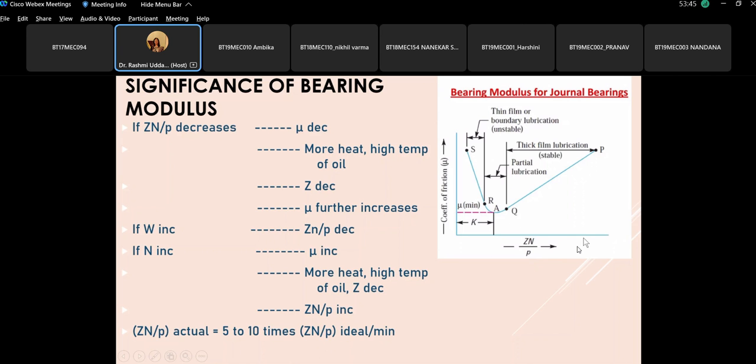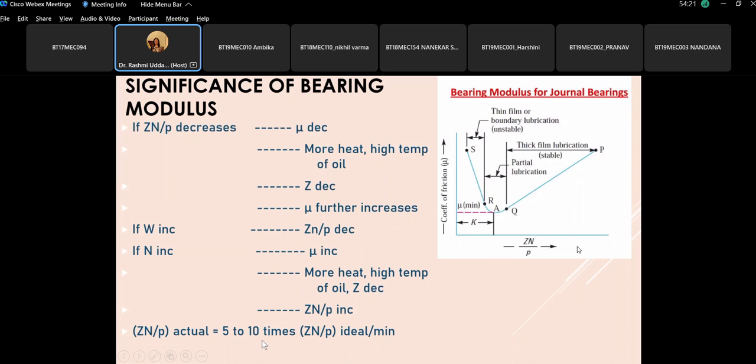So the actual value of Zn by P, ideally if we are taking, you will get an ideal value of Zn by P for which this value of mu is minimum. So whatever is the value of Zn by P given in the design data book, the actual value will be always 5 to 10 times of this Zn by P. Because if we take the actual value higher than this, due to running, due to variation in mu, heat, oil, Z value and so on, this tends to come back to this stable region.